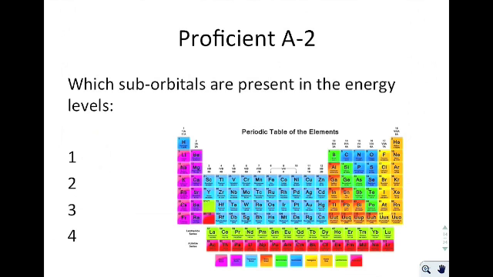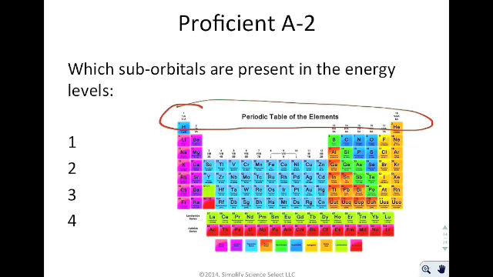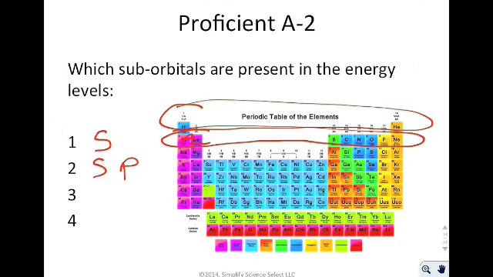Now it says which suborbitals are present in the energy levels 1, 2, 3, and 4. If you were to look at the periodic table, it's pretty evident that in the 1st energy level there is only the s orbital. Now if you were to look at the 2nd energy level, the 2nd energy level has both s orbitals right here and p orbitals right here.